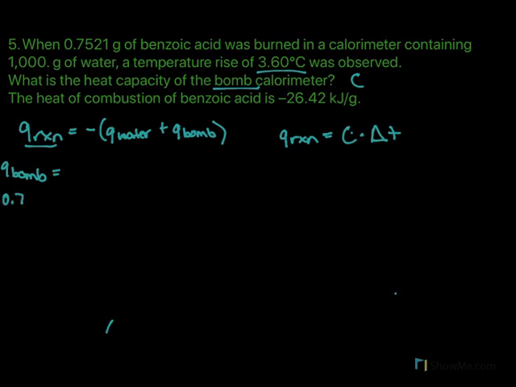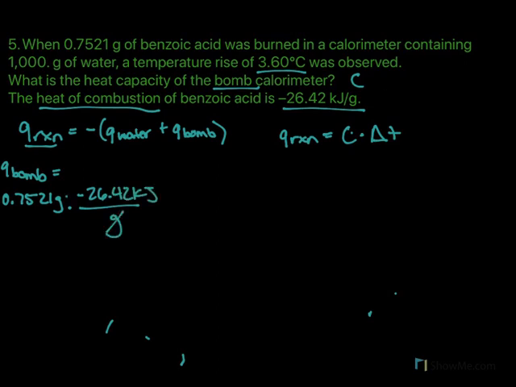So what we're going to do is take this amount of 0.7521 grams benzoic acid. And they've just given us this heat of combustion, so we can just immediately figure out how much energy that's going to produce. So that saves us another step, so that's negative 26.42 kilojoules divided by grams. And that will give us our Q bomb of negative 19.9 kilojoules.